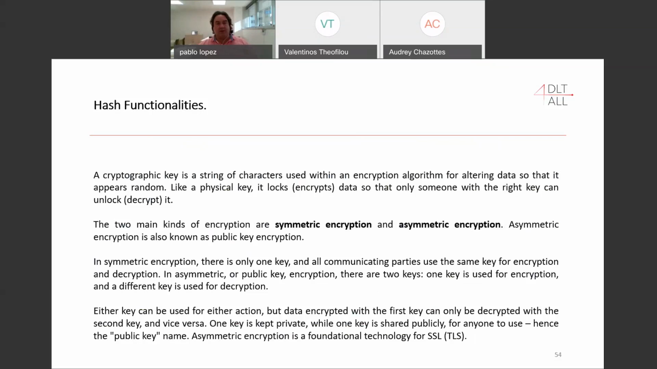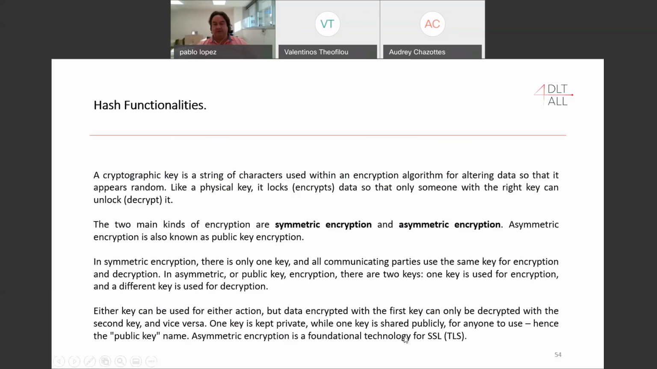That means that we can have privacy on our own, or we can share this privacy between people. Either key can be used for either action, but data encrypted with the first key can only be decrypted with the second key, and vice versa. One key is kept private, while one key is shared publicly for anyone to use. Hence, the name public key encryption.